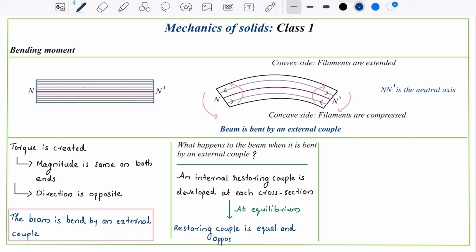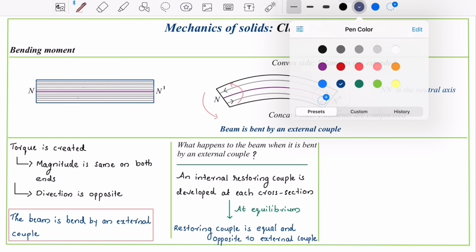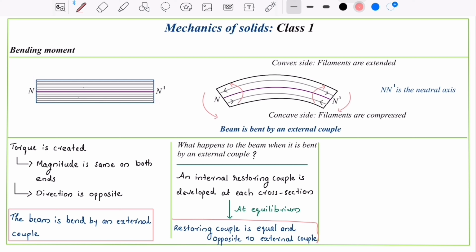So what happens to the beam when it is bent by an external couple? An internal restoring couple is developed at each cross section, and at equilibrium this restoring couple is equal and opposite to the external couple, and the equilibrium is reached. So the beam is bent by an external couple, and at the same time an internal restoring couple is developed at each cross section, and this restoring couple is equal to the external couple at equilibrium, and it is opposite.